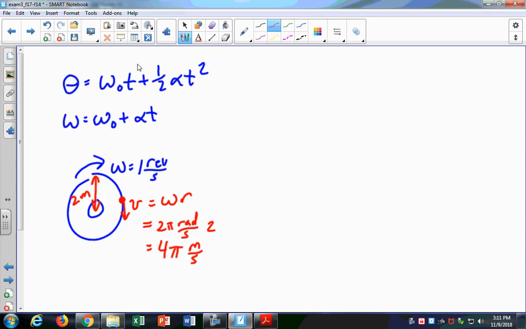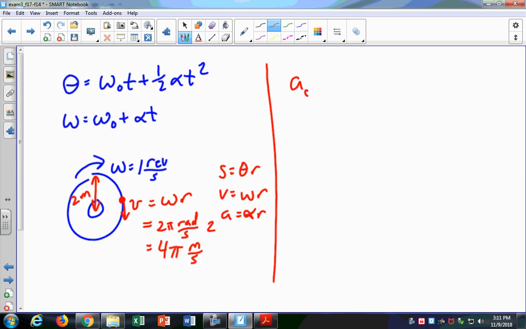So you'll need to know how to relate those linear to our angular quantities. And as I said, S is equal to theta r, V is equal to omega r, A is equal to alpha r. We can always relate those angular and linear quantities. And then also, we saw the concept of centripetal acceleration, V squared over r.